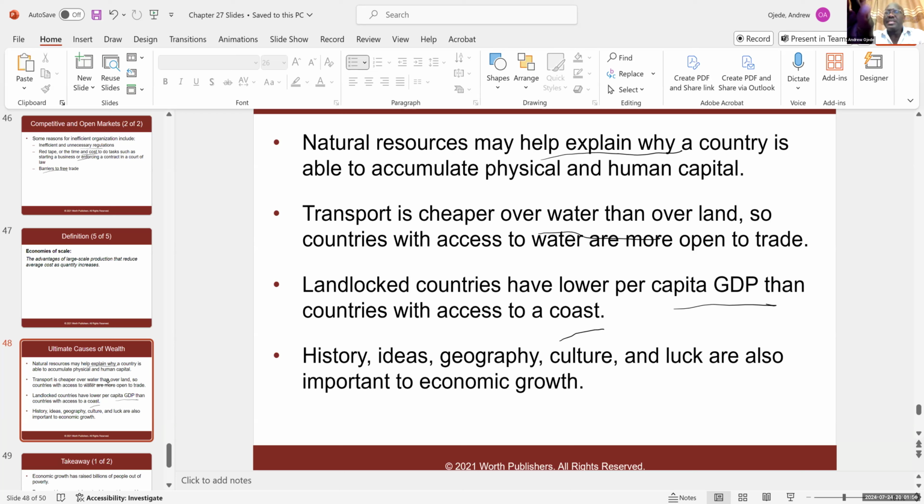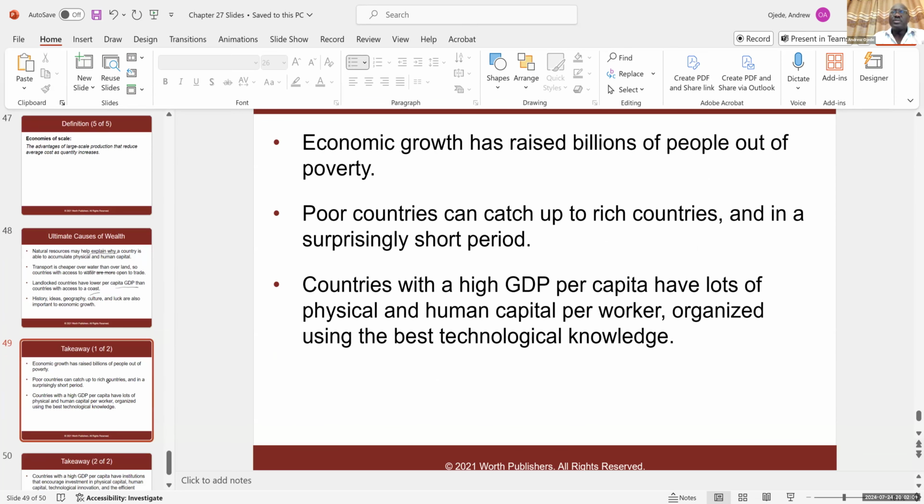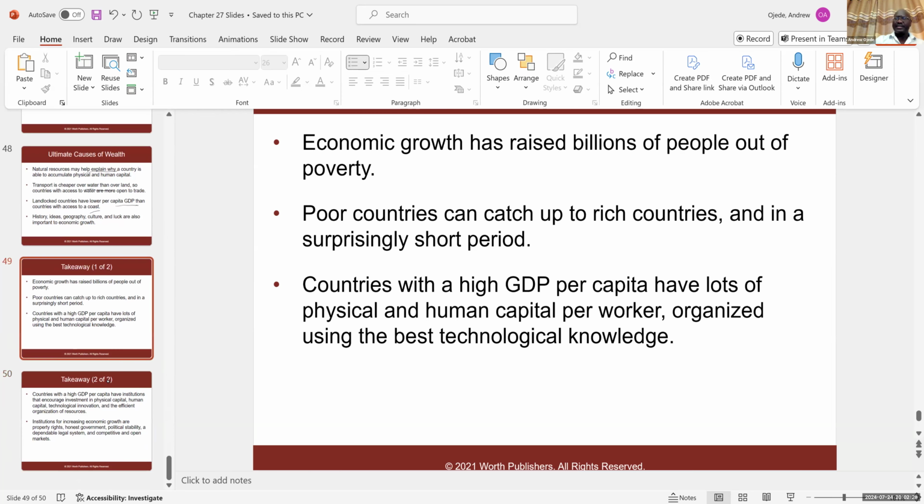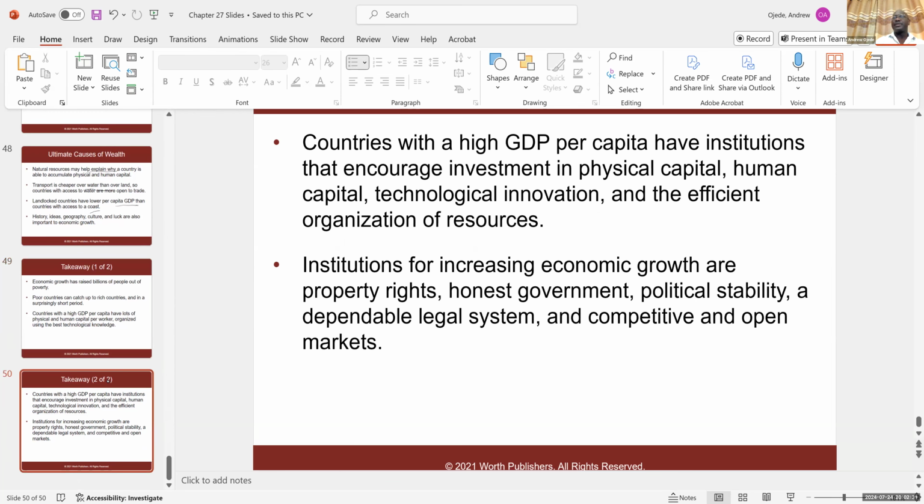So history, ideas, geography, culture, and luck are also important to economic growth. So that's some of the key talking points, some of the key ingredients. What are the things that a country needs to have economic growth or economic prosperity? It ranges from institutional factors and incentives to factors of production like physical capital, human capital, and organizational structure. So here are the takeaways, which are basically the summary of these short topics.